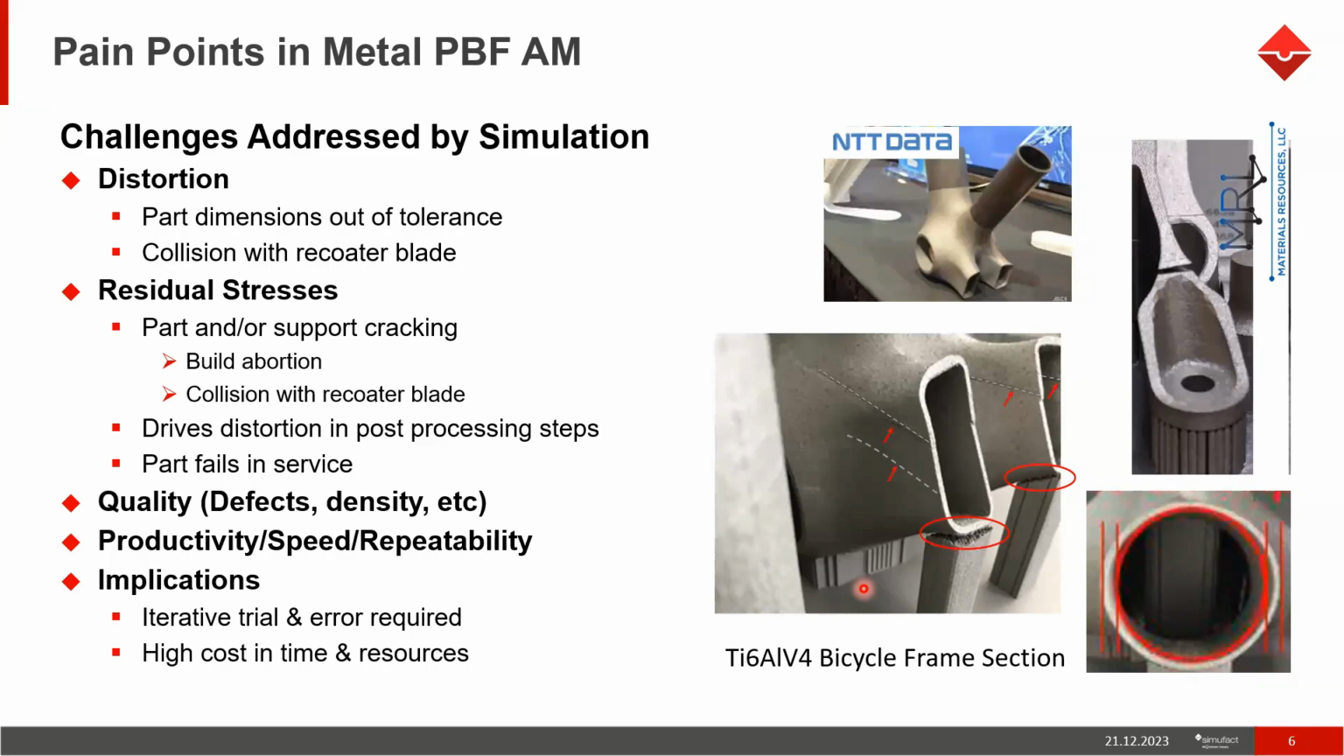Iterative trial and error is required. If you are manufacturing these components for the first time, you may have to do different trials and errors to get your components manufactured. You have to try different trials to find the right orientation to manufacture this part, and the right process parameters to manufacture it within these tolerances, which can cause high cost in time and resources.